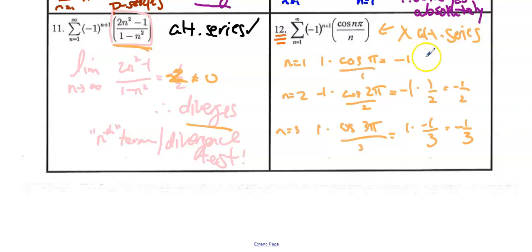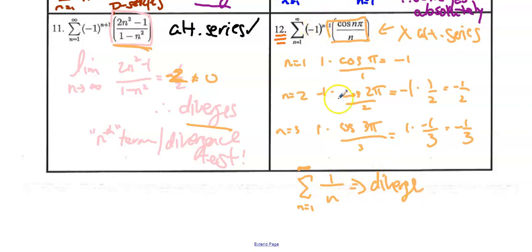So what must I do? Mimic through the comparison test. Through the direct comparison test, it's going to mimic a harmonic series, right? Because this is always going to be a number. As you guys can see, it's always 1 or negative 1. And this is going to be over n. So this is going to diverge.